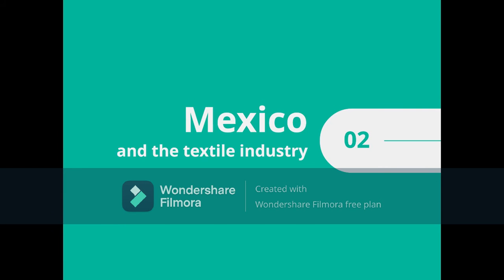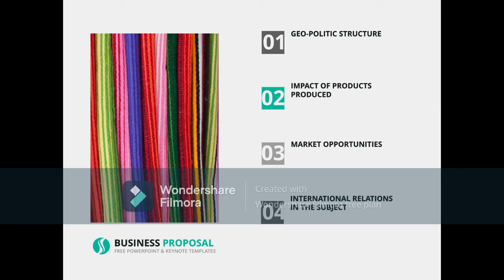Mexico and the textile industry. It is a federal presidential republic. It is the 14th biggest country in the world, and thanks to its geographical position, Mexico enjoys a strategic location considering its adjoining with the United States and its closeness with the rest of Central American countries. Also, the fact that this country is between the Atlantic and the Pacific Ocean.